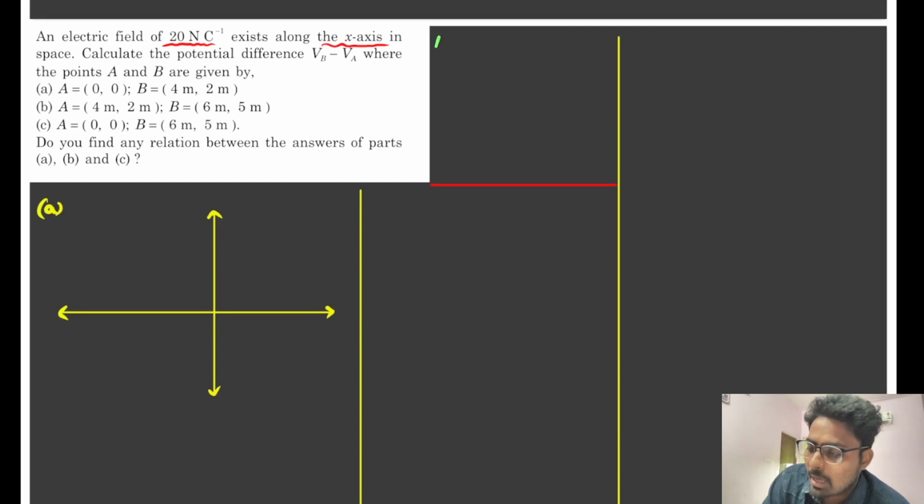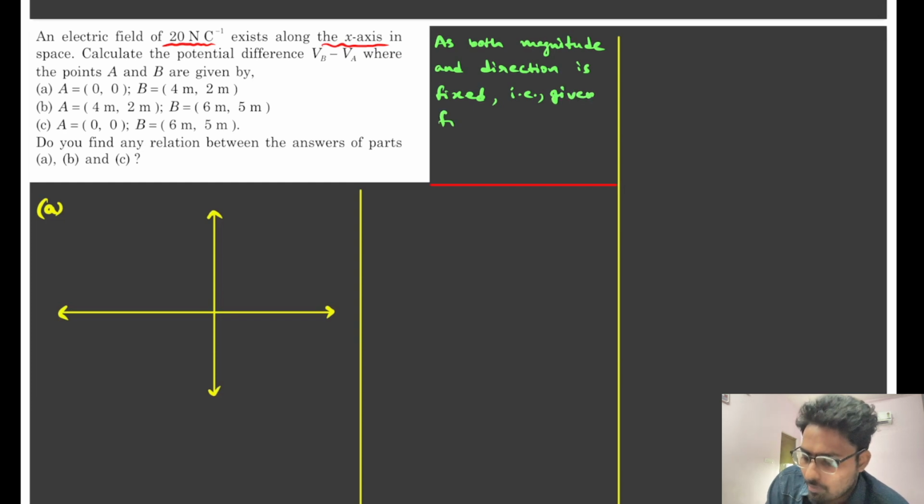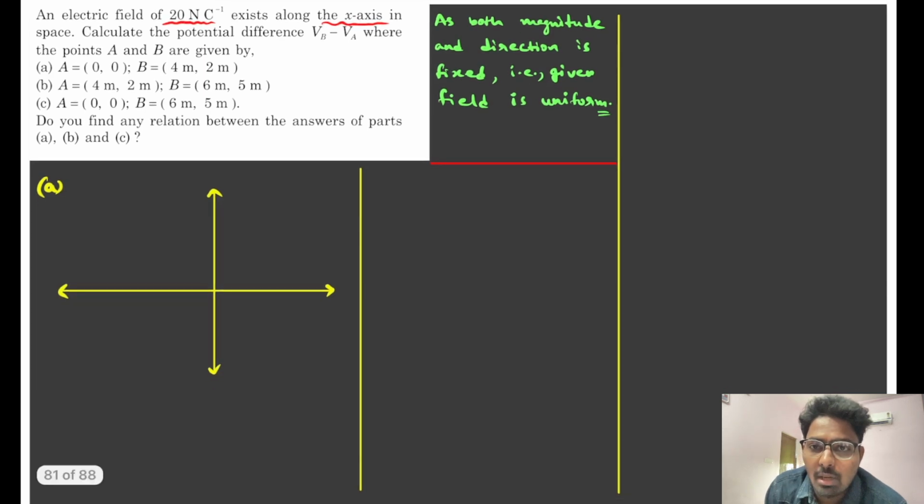So as both magnitude and direction are fixed, the given field is what? The given field is a uniform field. Whatever field they have given is a uniform field. Whenever a uniform field is there, you can use the formula that I already told.